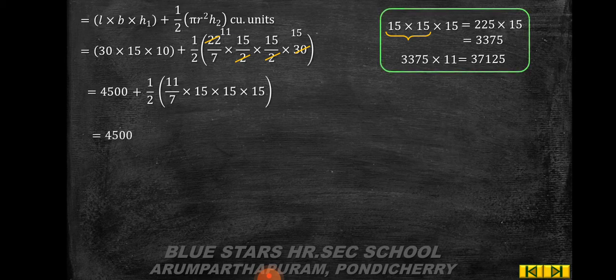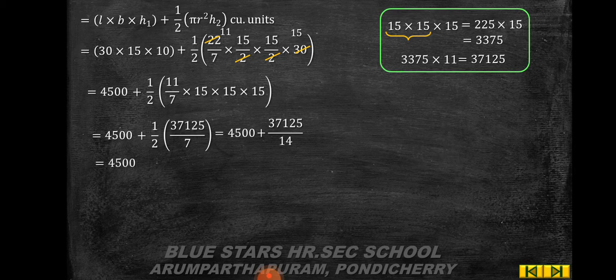Which is equal to 4500 plus 1/2 into 37,125/7, which is equal to 4500 plus 37,125/14. 4500 plus, now we are going to do the division. So 37,125 should be divided by 14.